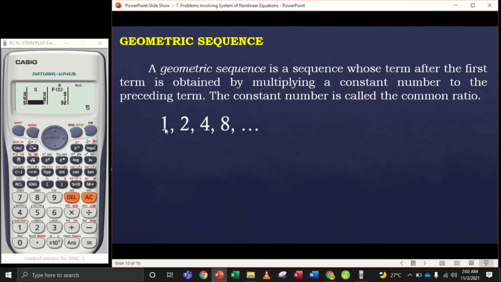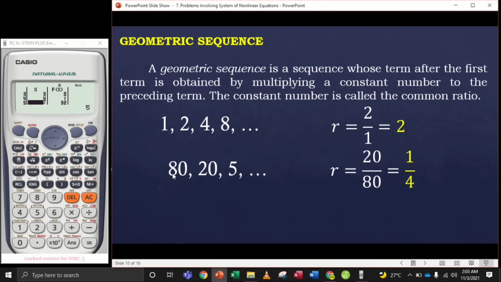So, 2 divide 1, 4 divide 2, 8 divide 4. So, kapag dinivide natin sila, ang lagi nyo makukuha ay 2. So, 2 divide 1, so the answer is 2. 4 divide 2, the answer is 2. So, yung 2 dito, yung common ratio na tinatawag. And then, ito yung constant number na pag minultiply natin dito sa bawat terms, so makukuha natin yung next term. So, like for example, 1 times 2. So, ang sagot is 2. 2 times 2, 4. Times 2, 8. Times 2, so ang kasunod dito sa sequence na to ay 16.